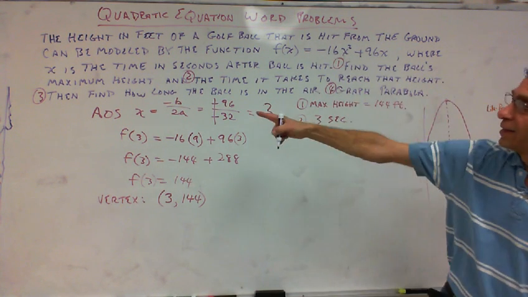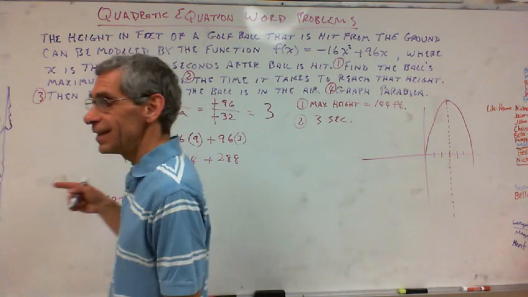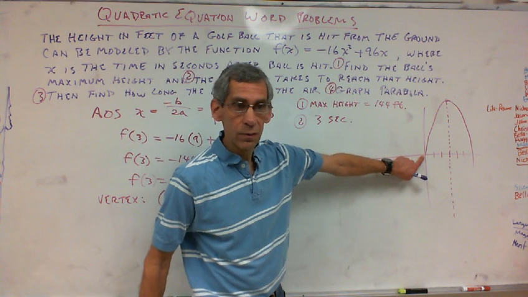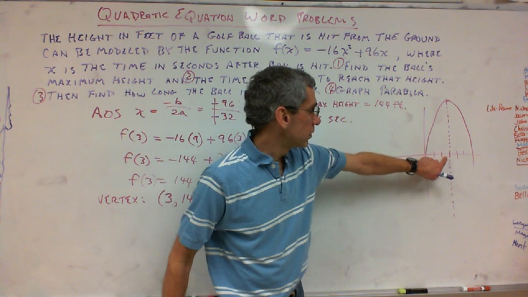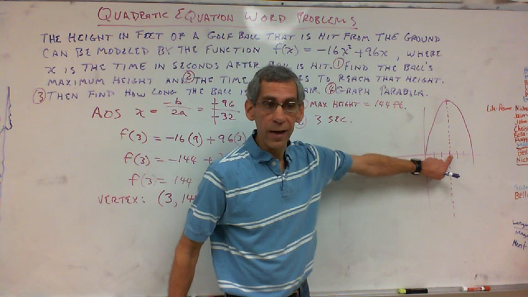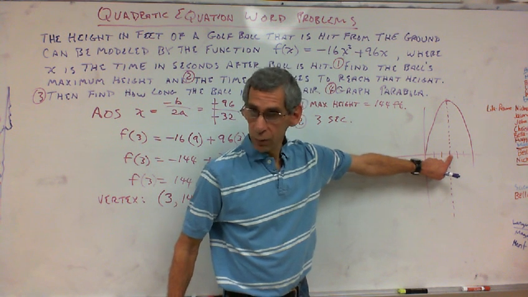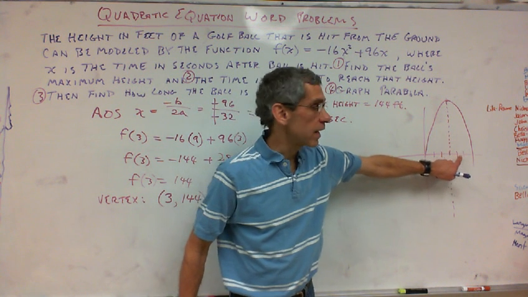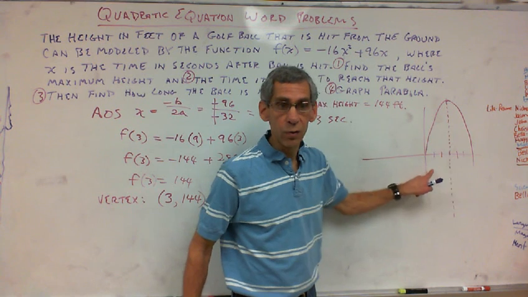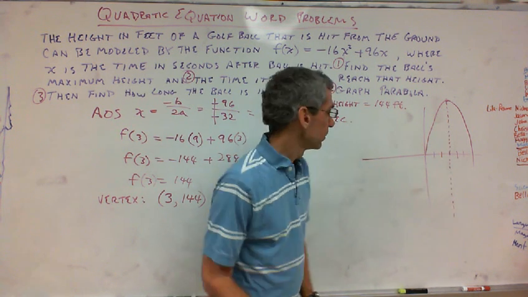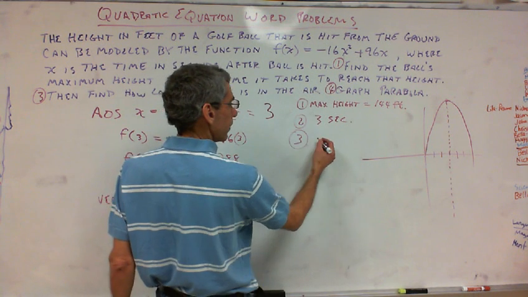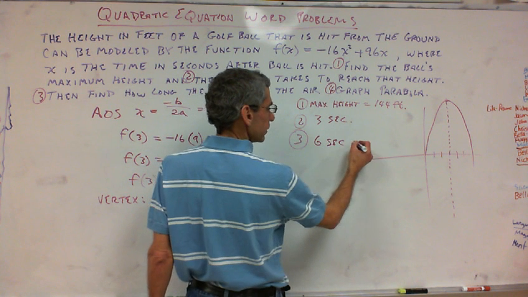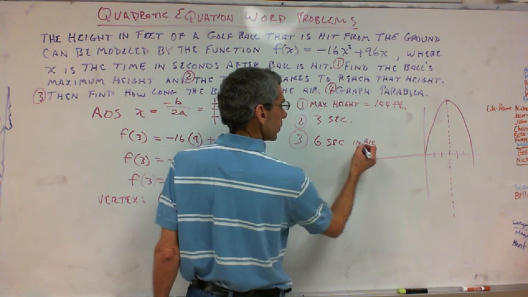Now the third one, it says, then find how long the ball is in the air. It started from the ground at 0, 0. It took 3 seconds to reach maximum height. And every parabola is symmetrical to the axis of symmetry. So it's going to take 3 seconds to get down. So that's a total of 6 seconds, right? So wow, we just solved all of them in one fell swoop. So it was in the air 6 seconds, right?